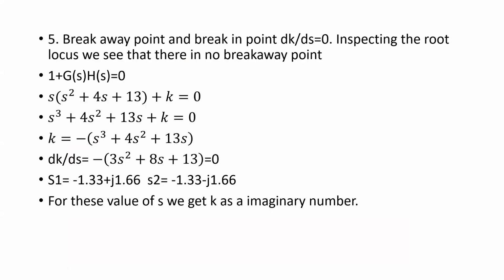Then again you'll have to calculate the breakaway point. Again there is only one pole on the real axis. We will have a breakaway point only if there are two poles on the real axis. If you have two poles on the real axis, then you will have a breakaway point. They'll come and converge and start moving. But here we only have one pole on the real axis, so there is no breakaway point.